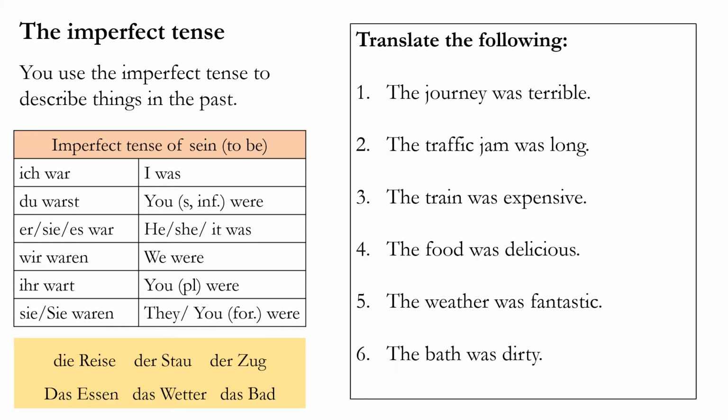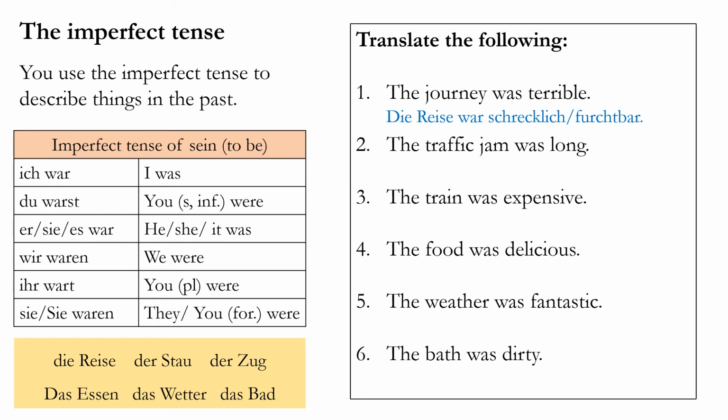I'd now like you to use that table with the imperfect tense of sein to translate the following 6 sentences. You'll see in the orange box again I've given you the key nouns to help you. I'd like you to pause the video now to give you time to do that. Okay, we're now going to go through the answers. Number 1, the journey was terrible. Die Reise war schrecklich oder furchtbar.